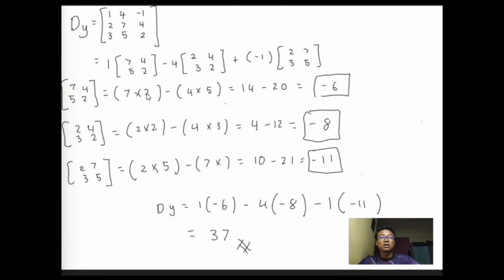We do this to the matrix 2, 4, 3, 2 right here, and 2, 7, 3, 5. We do the same as the first one, and after that we compute it by the main formula right here, which is D sub y equals 1 times negative 6 minus 4 times negative 8 minus 1 times negative 11, and the answer is 37.